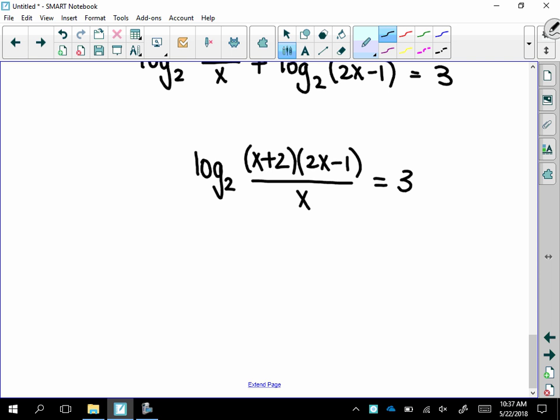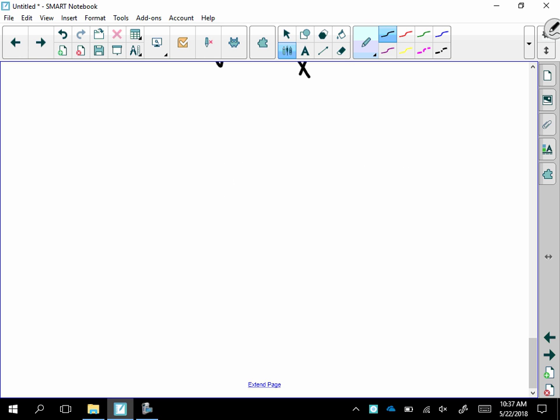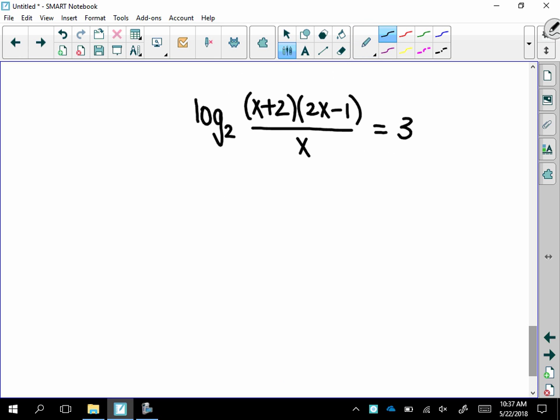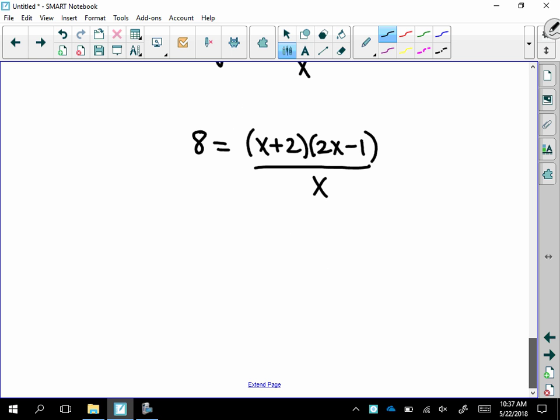And now we've isolated the logarithm, so we can rewrite this in exponential form. And what's it going to look like in exponential form? 2 cubed, which is 8, equals x plus 2 times 2x minus 1 all over x. And then this becomes an algebra problem. I'm going to cross multiply, so it's going to be 8x equals x plus 2 times 2x minus 1.